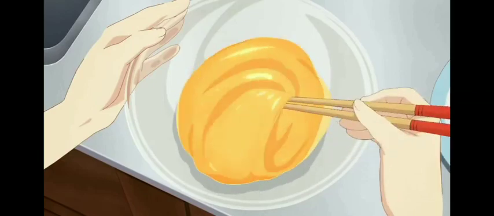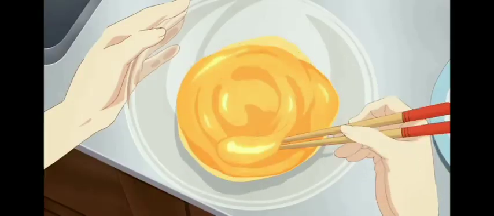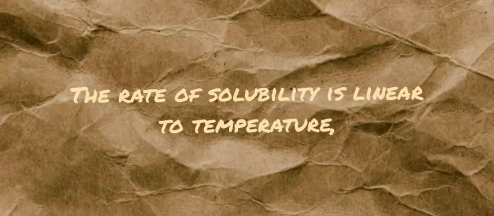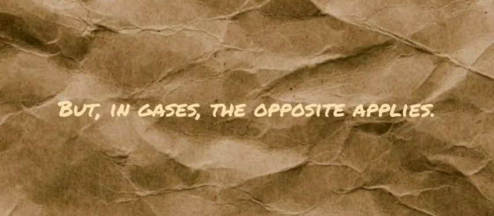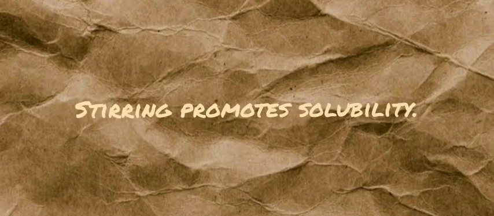Solubility among gases, however, works better when the gases are colder because they're more dense when cold. Stirring is also important when mixing substances for faster solubility because it has a similar effect on molecules that heat has. The ocean's tides and waves stir the dirt and salt in the water, thus causing the substances to quickly mix together. To summarize, the rate of solubility is linear to temperature, but in gases, the opposite applies. Also, stirring promotes solubility.